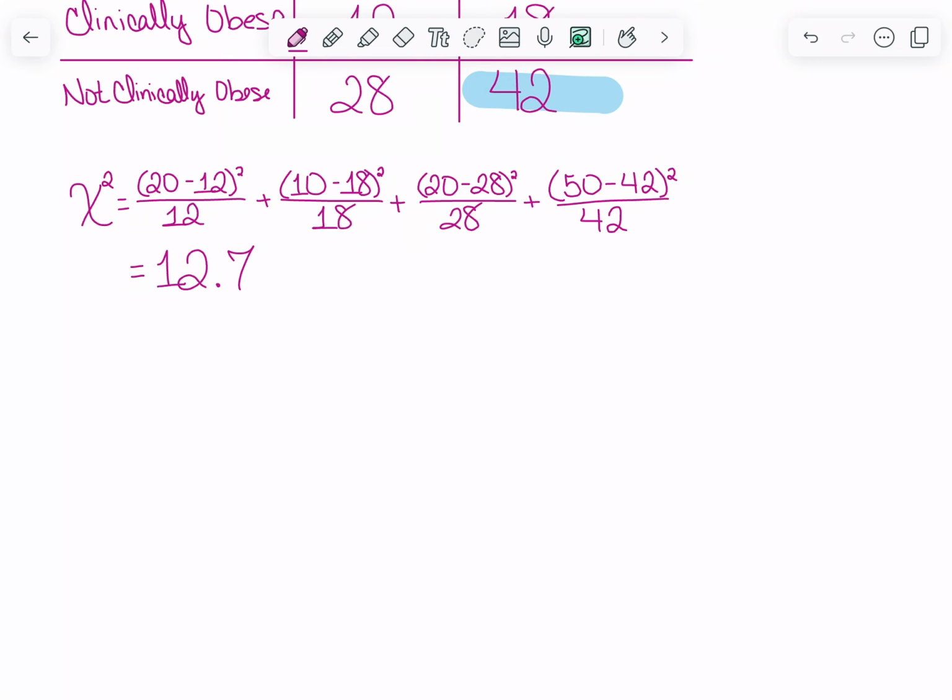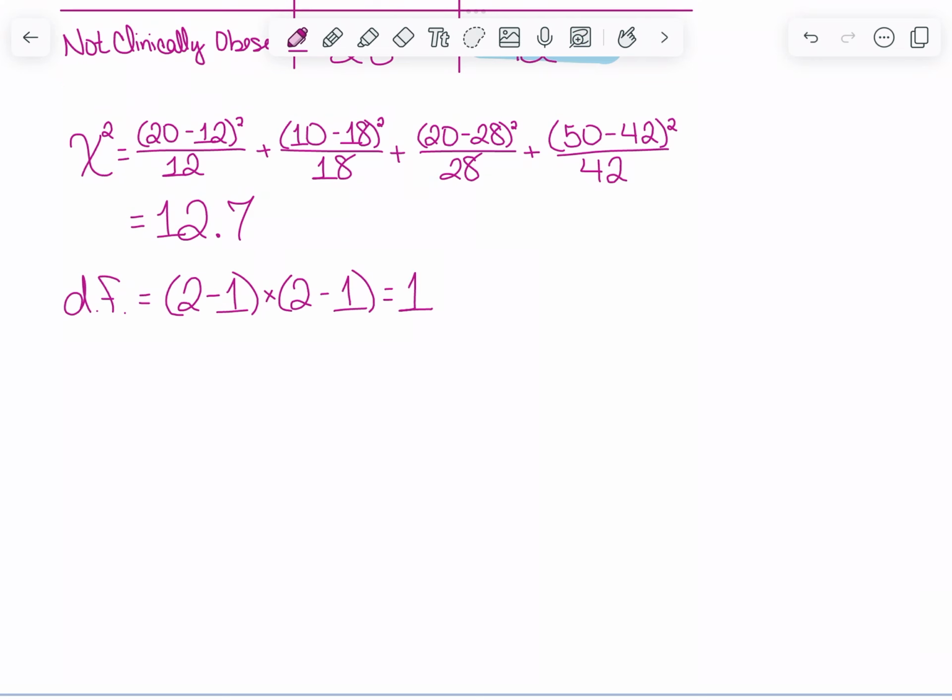Next up, we should calculate our degrees of freedom. For this one, we have two rows, clinically obese and not clinically obese. So we do our number of rows minus 1. And then we have two columns, diabetes and not diabetes. So we do our number of columns minus 1, and then we multiply them. 2 minus 1 times 2 minus 1 is 1.